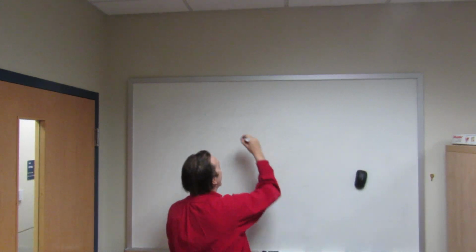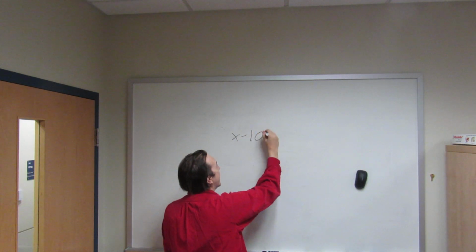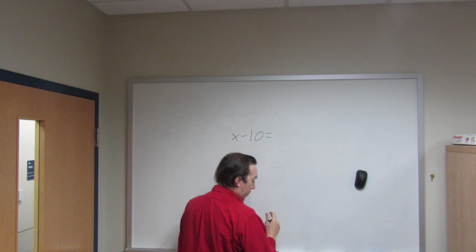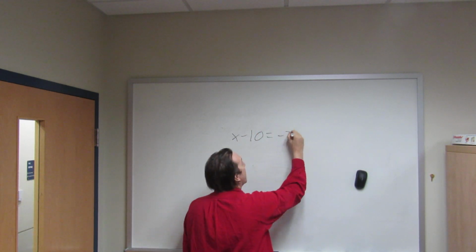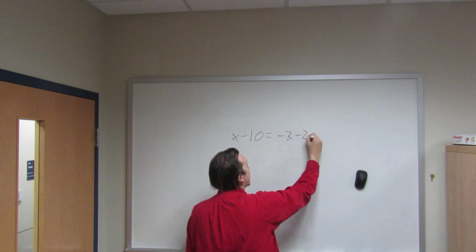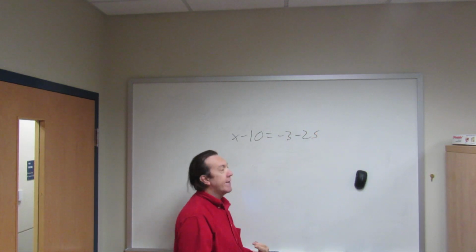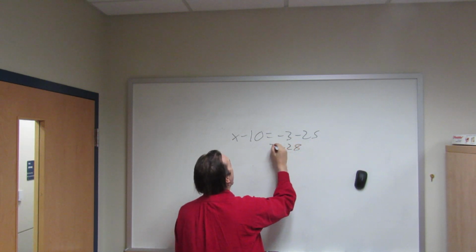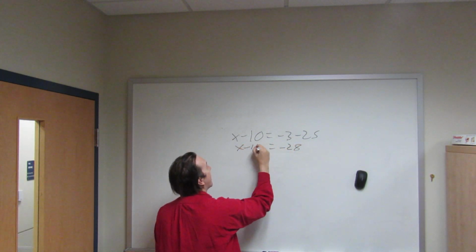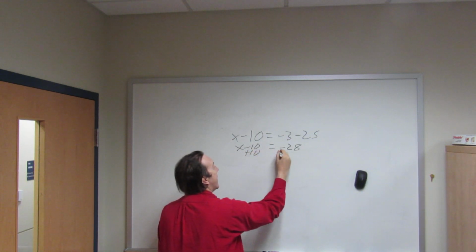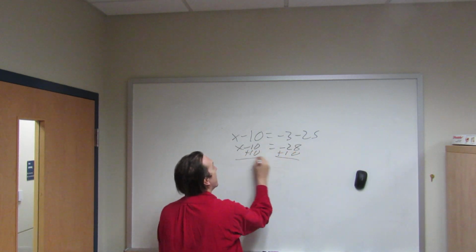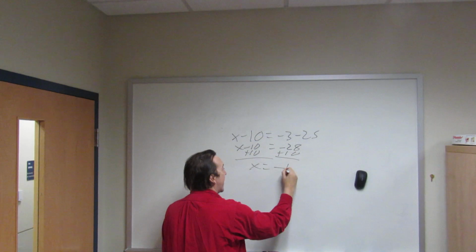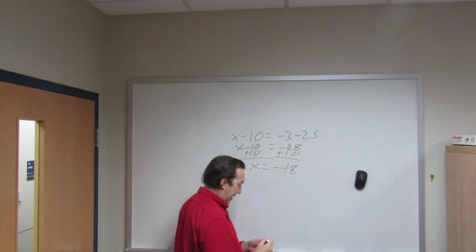You might have something like x minus 10 equals negative 3 minus 25. Combine like terms on both sides, and you're going to get negative 28 equals x minus 10. Add 10 to both sides, x equals negative 18.